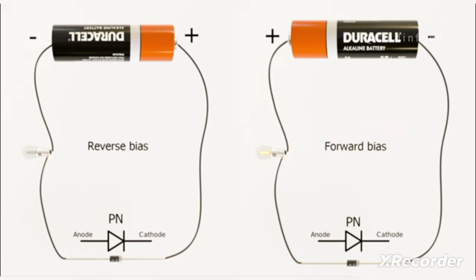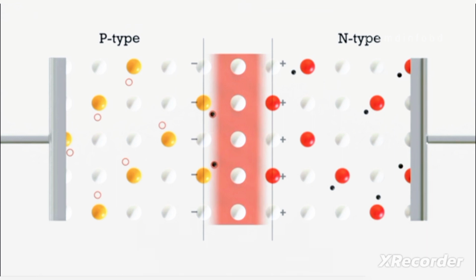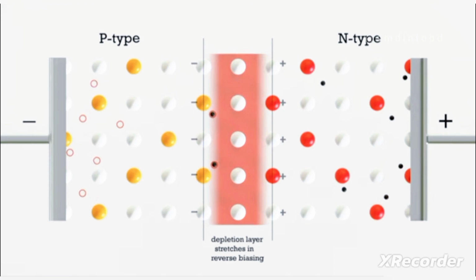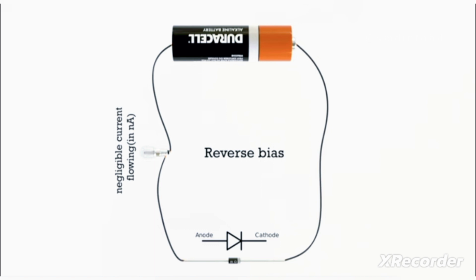A diode can be connected in a circuit in 2 different ways, either in forward biasing or in reverse biasing. In reverse biasing of a diode, the positive terminal of the battery is connected to the N side, and the negative terminal is connected to the P side of the diode. As a result, holes are attracted towards the negative terminal and electrons towards the positive terminal. In this case, flow of current is not possible. That's why a diode does not allow the flow of current through itself in reverse biasing.